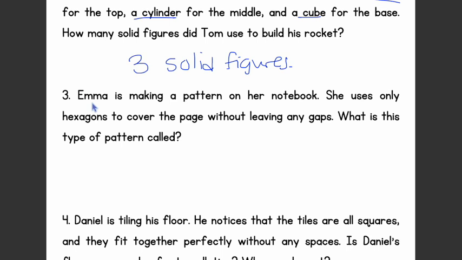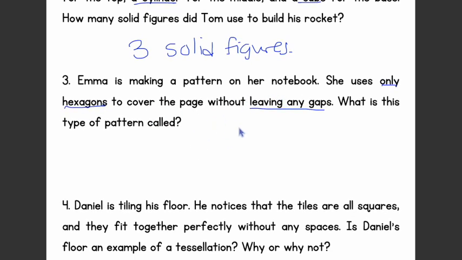Number 3. Emma is making a pattern on her notebook. She uses only hexagons to cover the page without leaving any gaps. What is this type of pattern called? So as we said earlier, tessellations are patterns that use the same shape over and over again. They repeat and they don't leave any gaps. So it looks like Emma only used hexagons and they didn't leave any gaps. So that means this is a tessellation too.